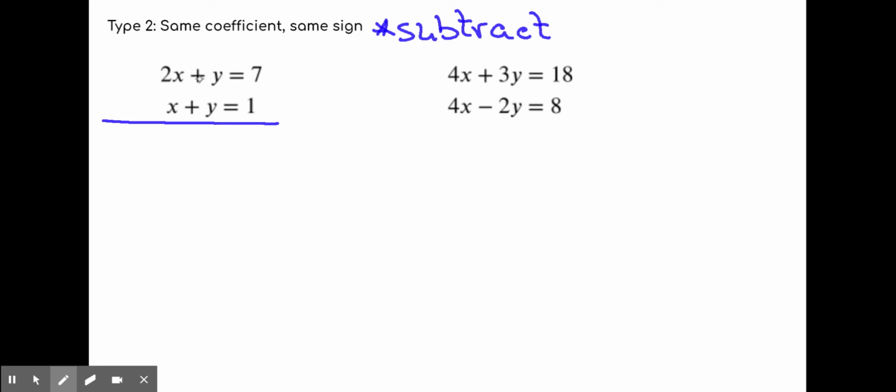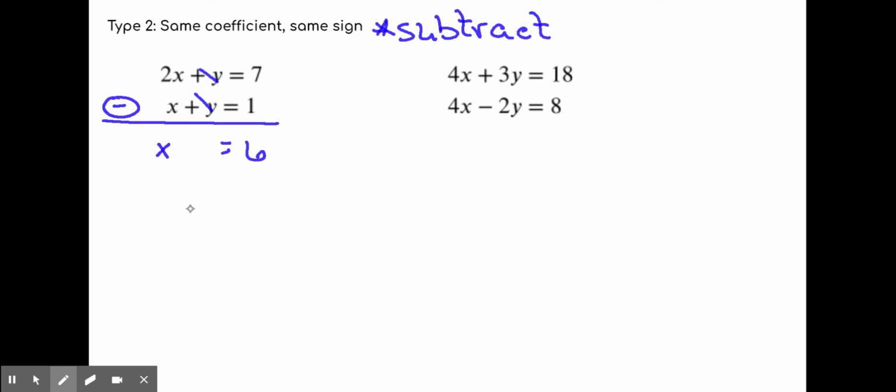So I see my y's, they match exactly, same coefficient, same sign. When it's all the same, I subtract. This is where circling that minus sign is very important because I have to say this in my head. I'm doing 2x minus 1x. So 2x minus 1x is just x. y minus y is 0. That's eliminated. And 7 minus 1 is 6. So I get x equals 6 here.